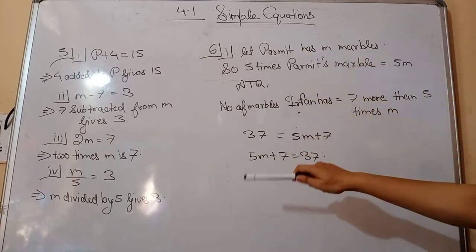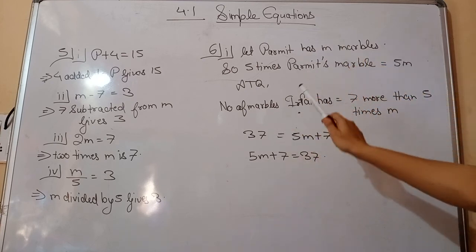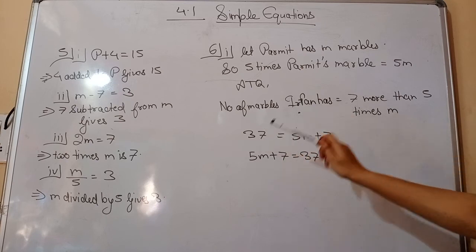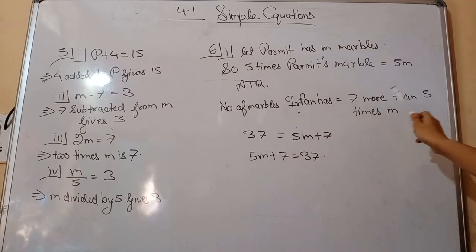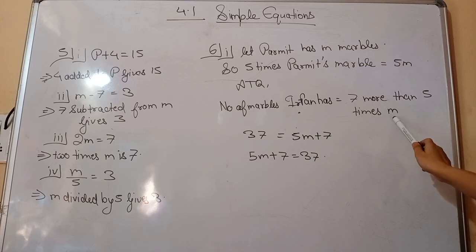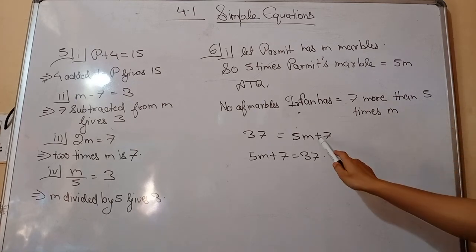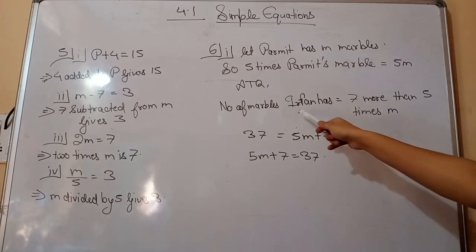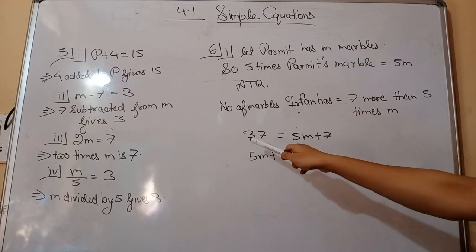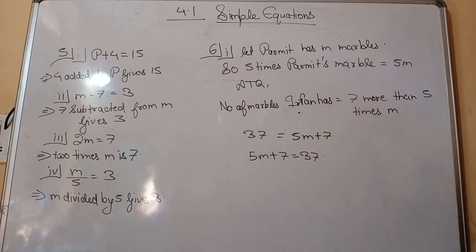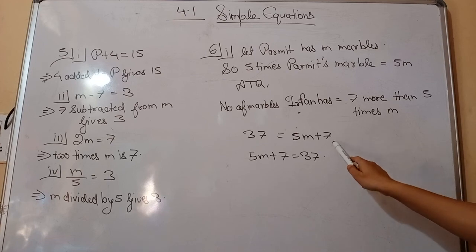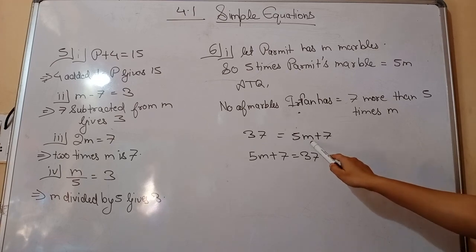According to the question, Irfan has 37 marbles, which is 7 more than 5 times Parmeet's marbles. Parmeet's marble number is m, so 7 more than 5 times m, that many marbles Irfan has. That is a total of 37. It means Irfan has 7 more than 5 times Parmeet's marbles.